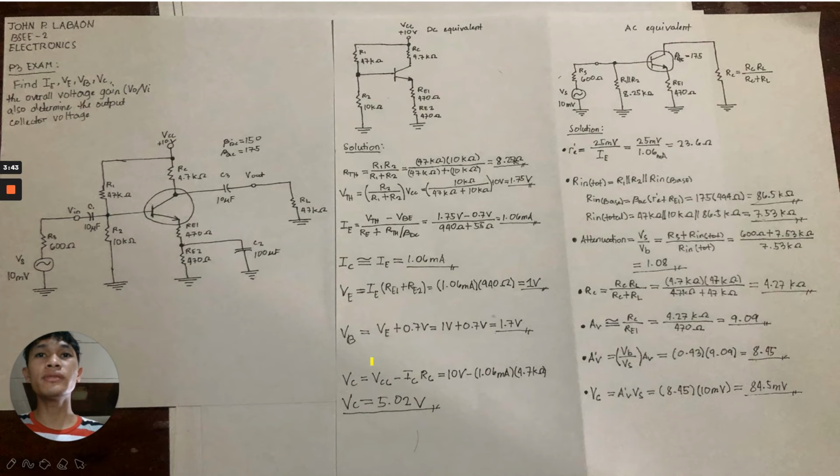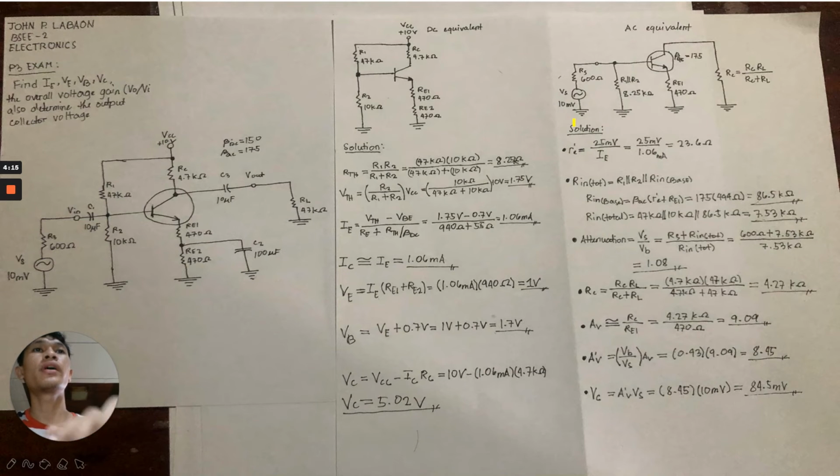For our collector voltage, that is equal to VCC minus IC times RC. For the values, 10 volts minus 1.06 milliamps multiplied by 4.7 kilo ohms. So we get a collector voltage of 5.02 volts. So now we already have the values for our DC equivalent. Now we will be able to solve our AC equivalent.